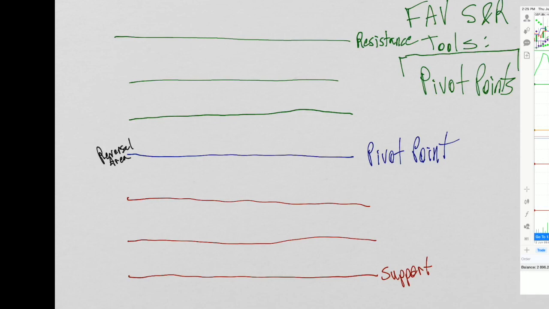So if the price is trending down, obviously we're going to be testing areas of support. And in my illustration here, I have the price right underneath the pivot point. So let's just say a downtrend has begun. The price is moving down towards the first support area. We're going to call it S1.